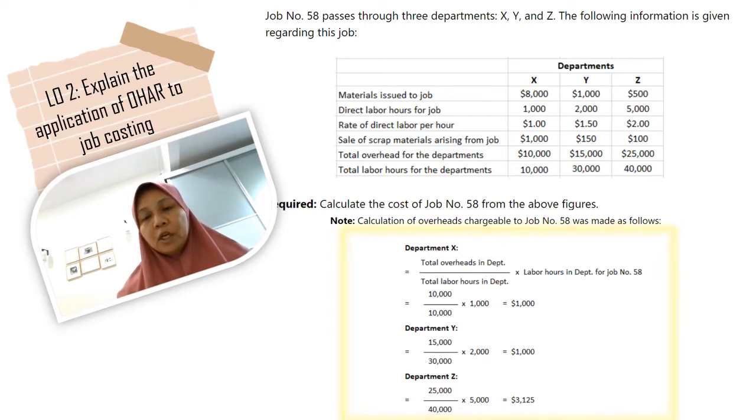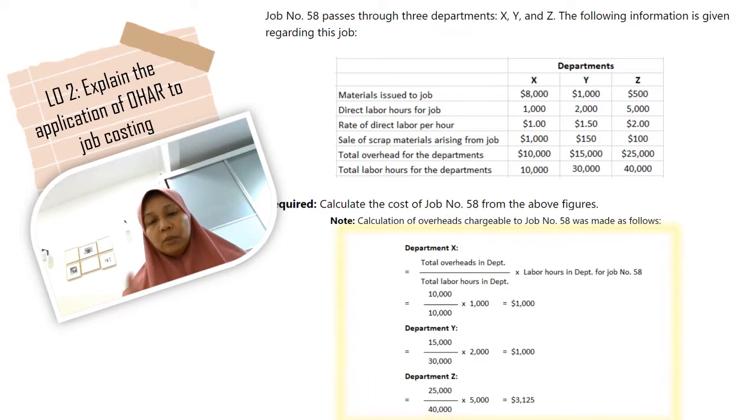So to calculate the cost for this job, for the materials and the direct labor, it is very straightforward. However, to calculate the overhead, we need to determine the overhead to be absorbed for each department by using the respective basis for each department.